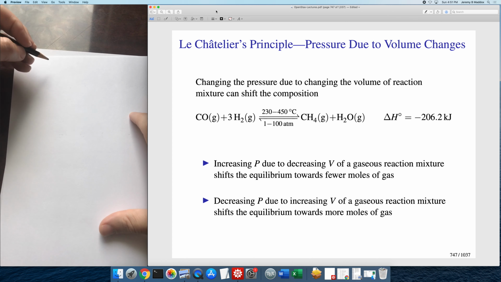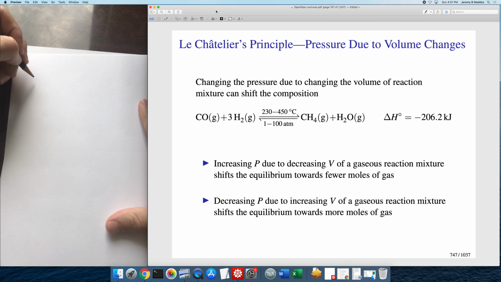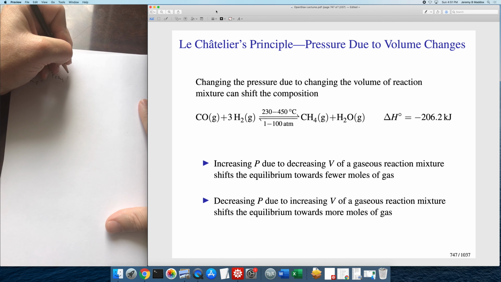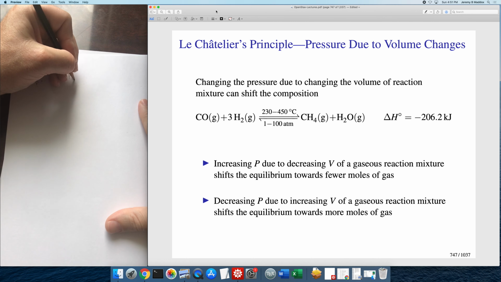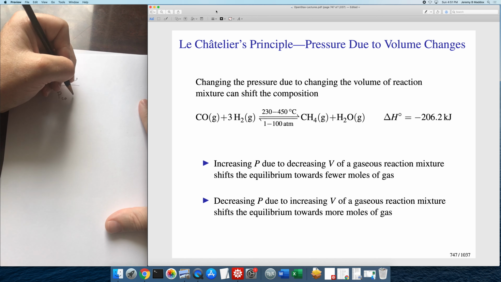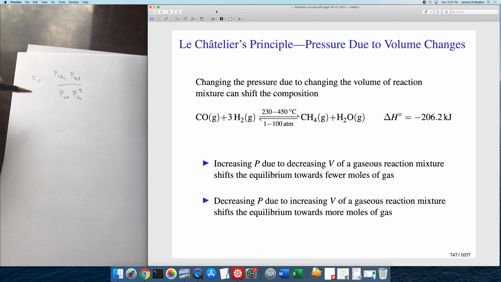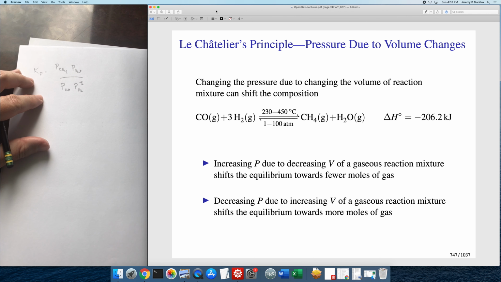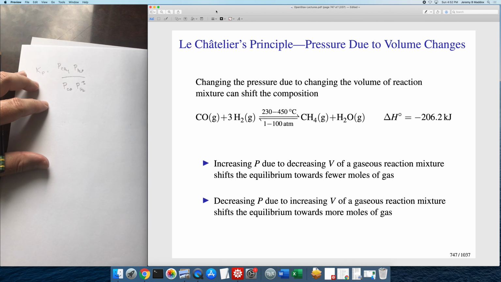So for this equilibrium reaction here, let's write out the Kp. It would be the partial pressure of the methane times the partial pressure of the water vapor divided by the partial pressure of the carbon monoxide and the partial pressure of the hydrogen cubed. So here's our Kp expression. Now we can change the pressure associated with the volume change. We can do two things. We can decrease the volume of the container.